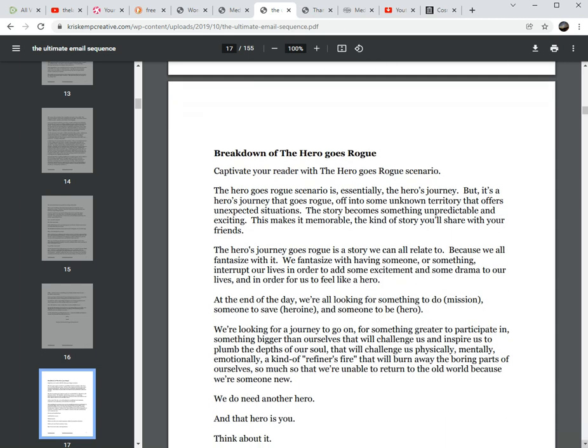So that's an example that I wrote that you can use as a model for your own landing page, in order to sell your product or service, or in order to gather emails.